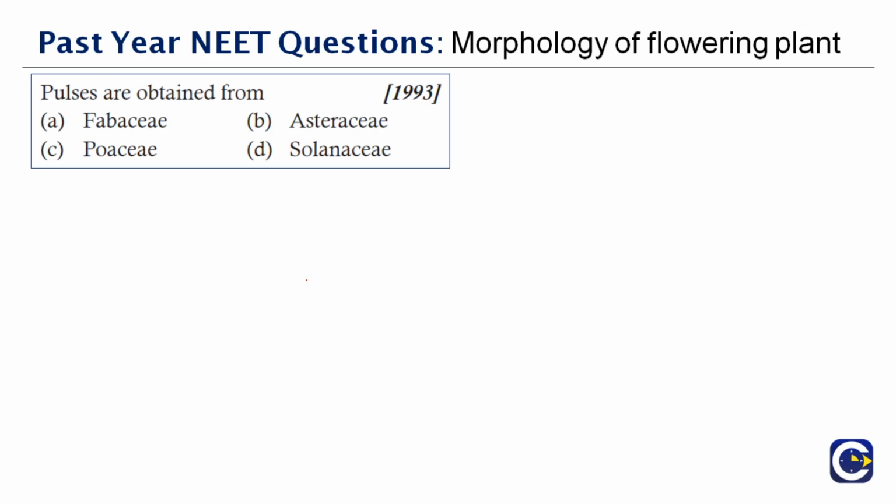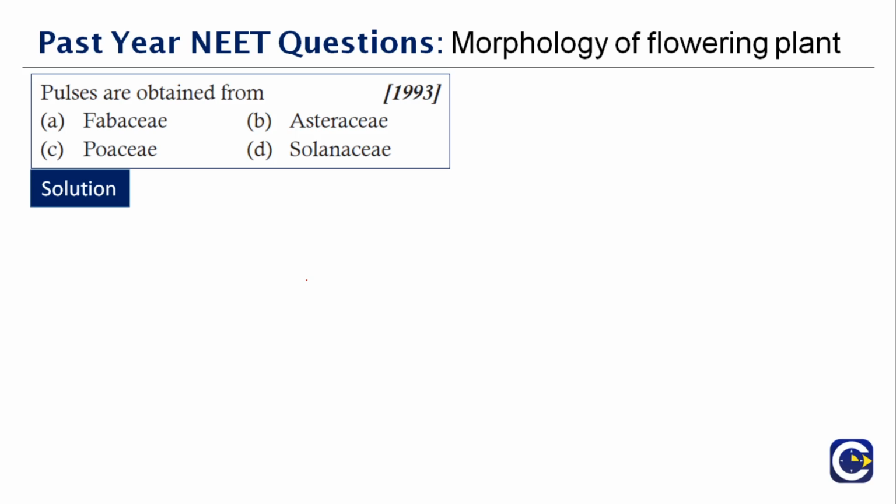Okay, next question here. Pulses are obtained from dash. So before we go into that, what are these pulses actually? They have so many importance in our day-to-day life. A legume is a plant in the family of Fabaceae, or the fruit or the seed of such a plant. Legumes are grown agriculturally primarily for human consumption, for livestock forage, and other purposes.